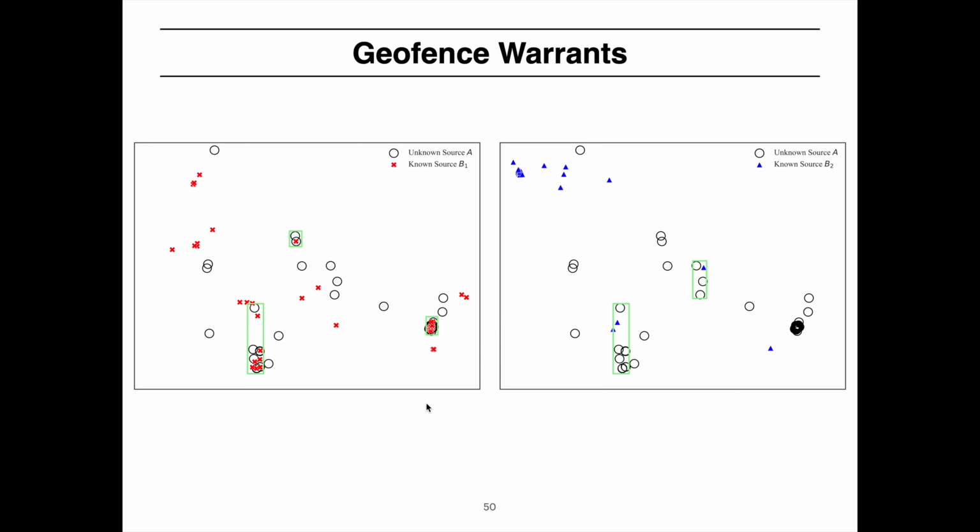And the question now becomes, what's an objective measure of the strength of similarity between the red X's and the black circles, and then between the blue triangles and the black circles? And now we're going to use the likelihood ratio to define that relationship.